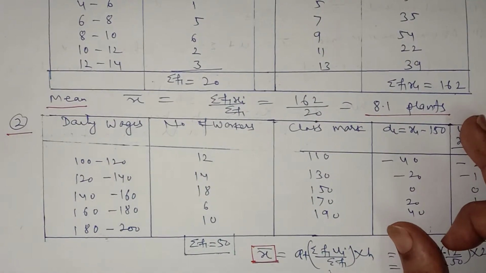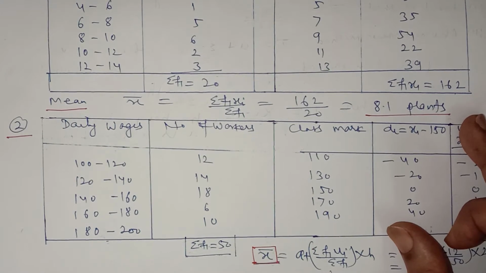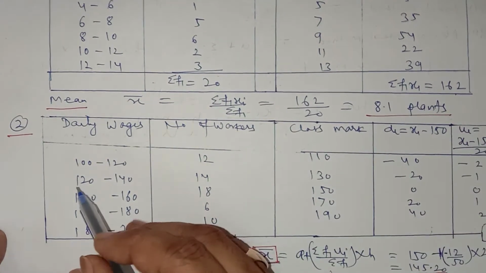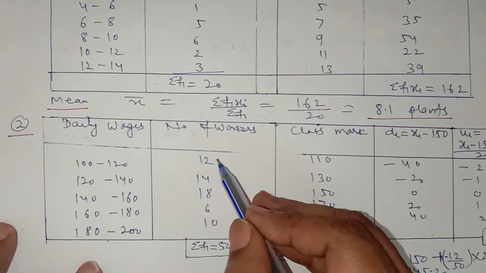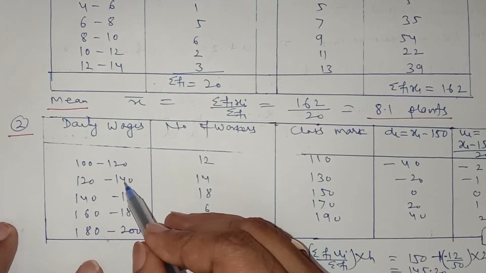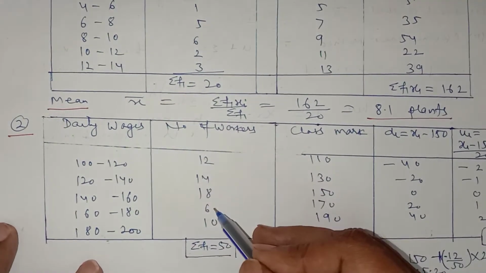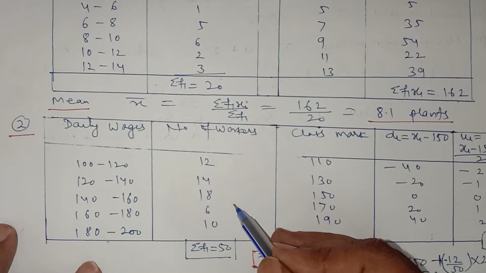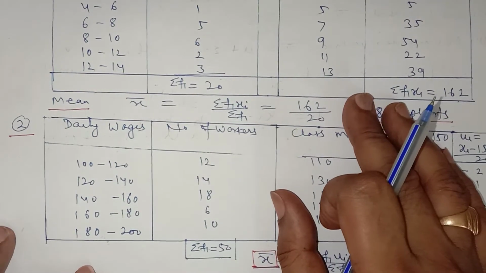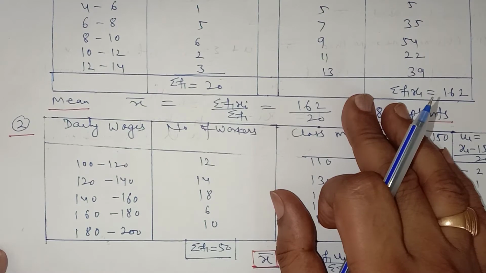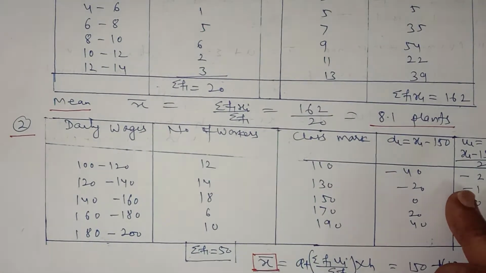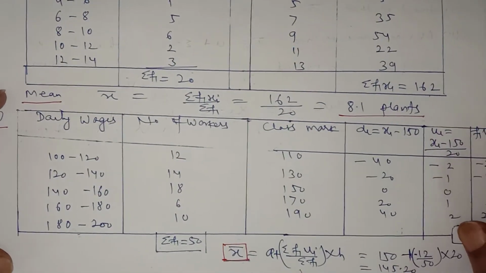Now in question number 2, the range of daily wages is given, and the number of workers. It is given that for daily wages from 100 to 120, there are 12 workers. For 120 to 140, daily wage in rupees, there are 14 workers, and so on. You read the question from your NCERT book. Now you have to find the mean of this. It is not given in the question, so you can use either the direct method or the deviation method.